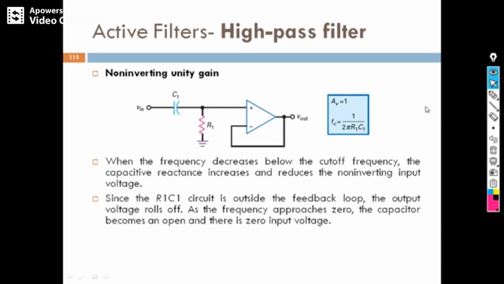Now we will move to the second section, high pass filter. Here you can see in the high pass filter, this is the non-inverting with unity gain. How does it work? Here you know the capacitor is now connected in series, and the resistor is connected in parallel. You know a capacitor will block the DC component, that means the low frequency component. Only the high frequency component it will allow. So it is a high pass filter. The cutoff frequency is designed like this, and the gain is 1.